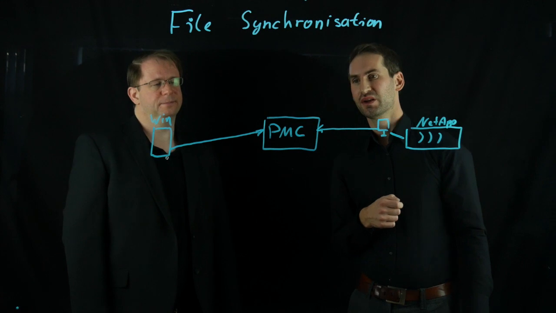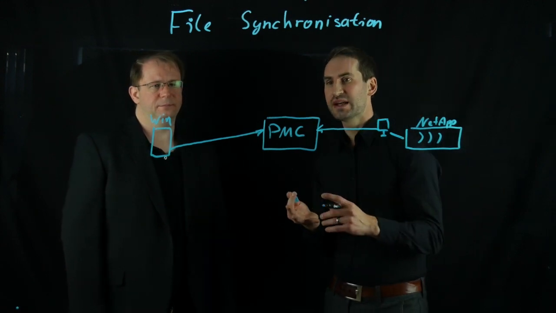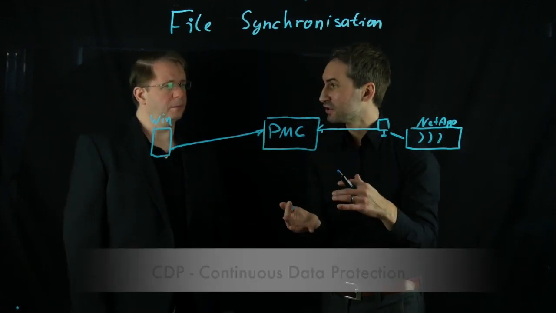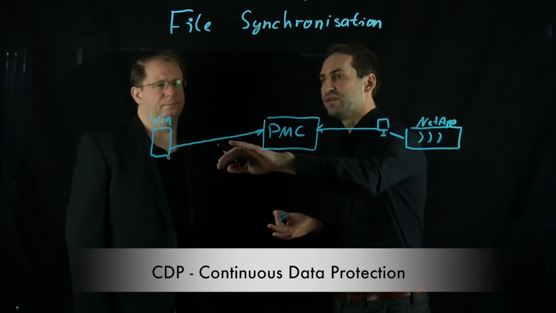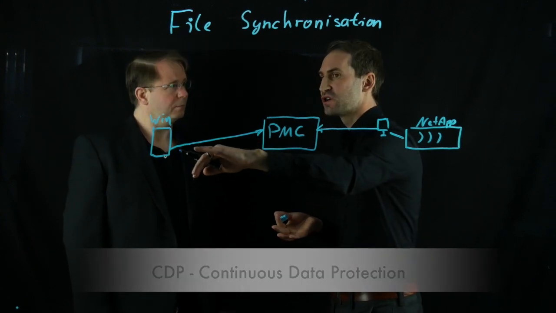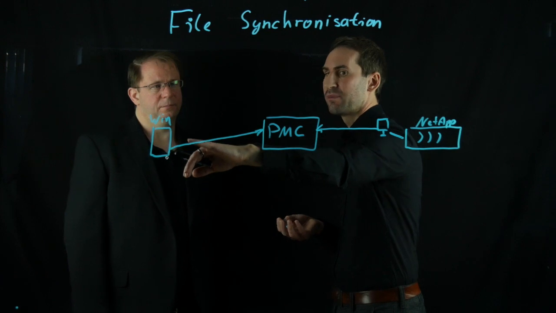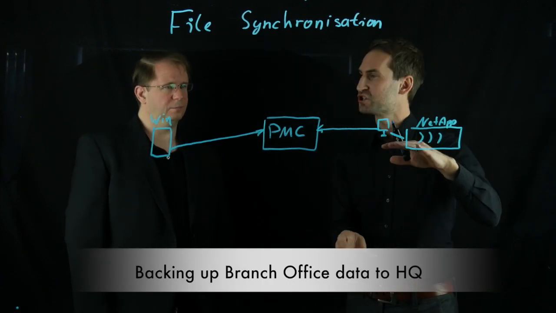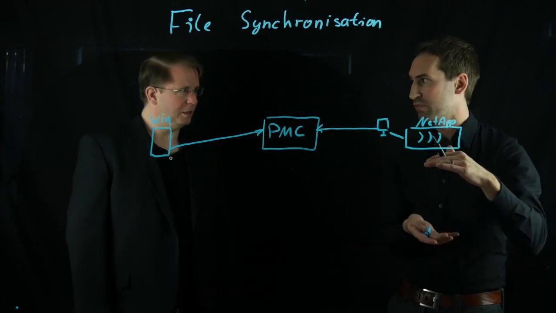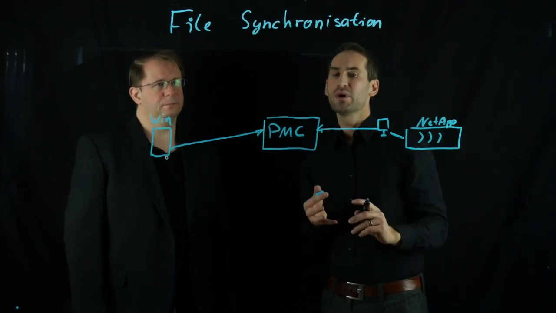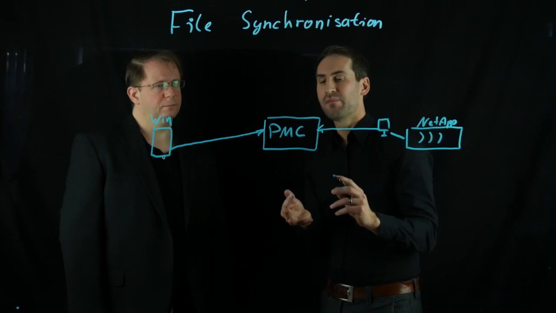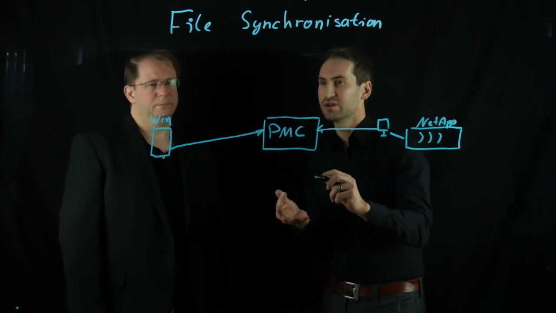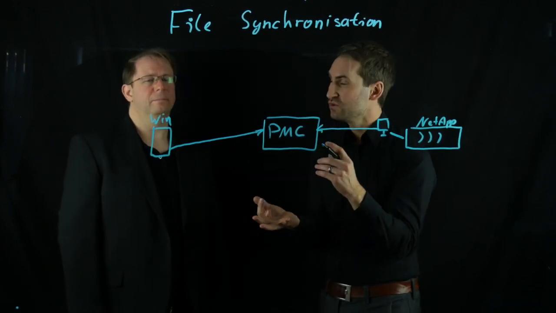Clear. Good. And a second use case, you can use this for CDP, continuous data protection. Okay. For example, this is your remote office, branch office Windows server, and you want to replicate it to your headquarters, to your big NetApp storage where you do your traditional tape backup or cloud backup, whatever.